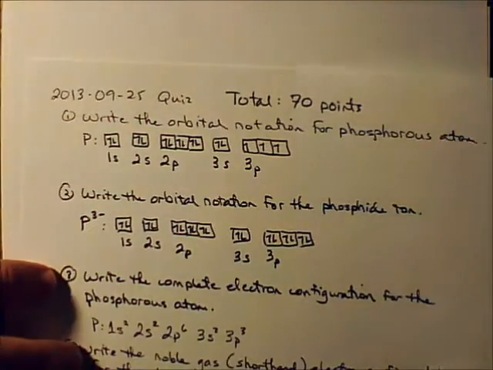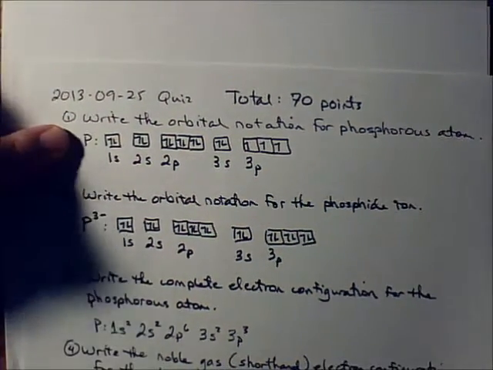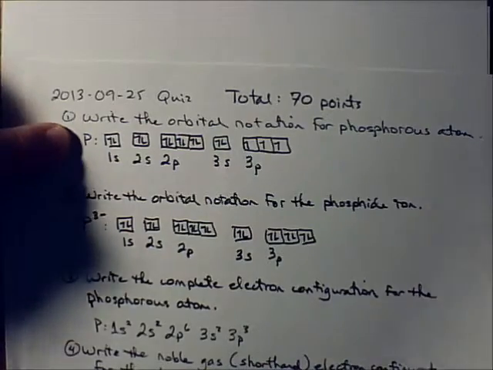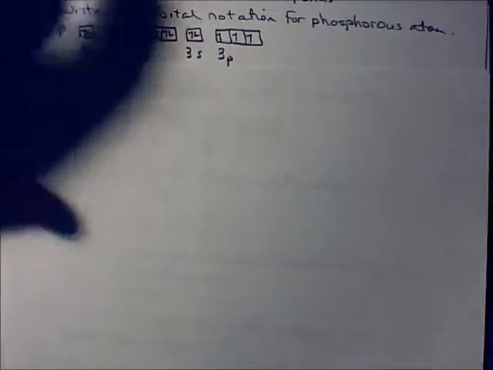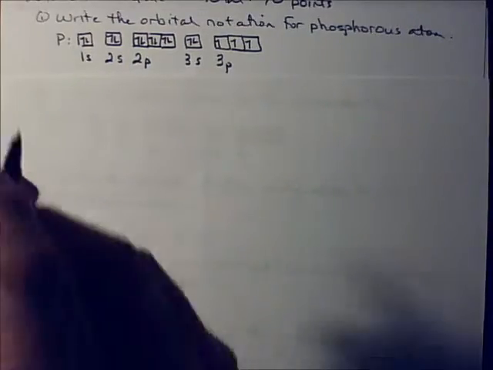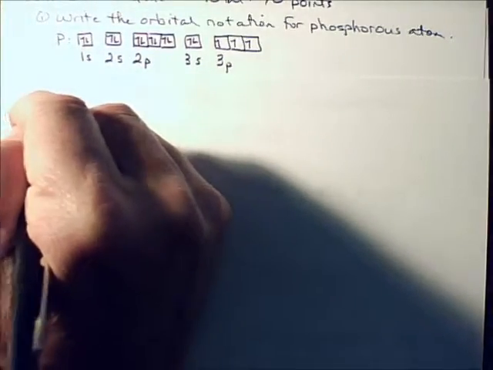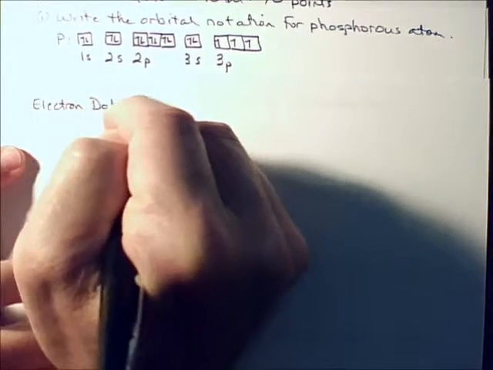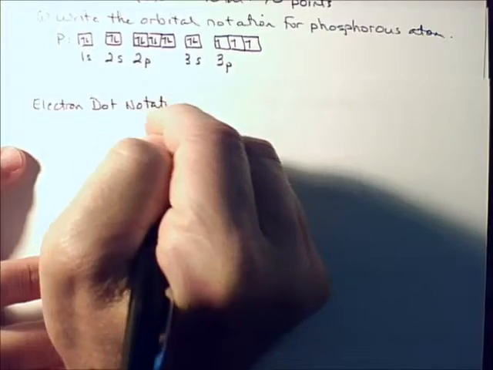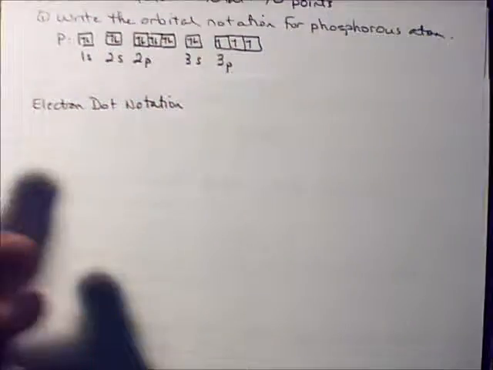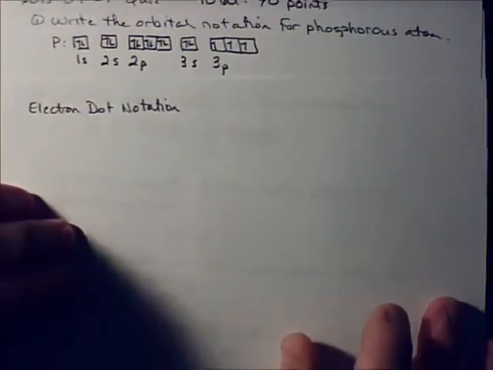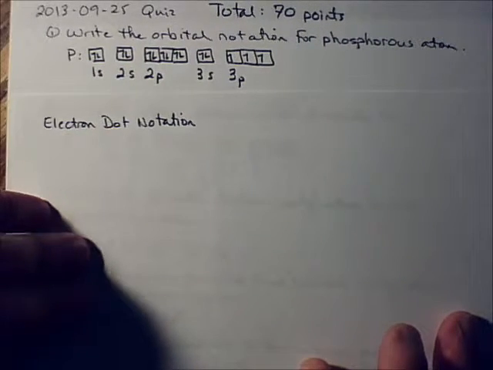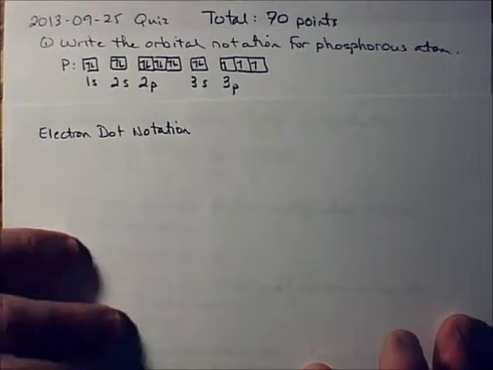Alright, so on the quiz we just did, phosphorus had this orbital notation. Okay? So based on what you know about phosphorus then, we're going to do something called electron dot notation. And once you learn to do electron configurations and orbital notation, electron dot notation should be super simple. So we're not going to spend a lot of time on this. Okay?